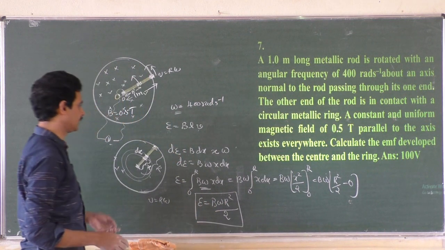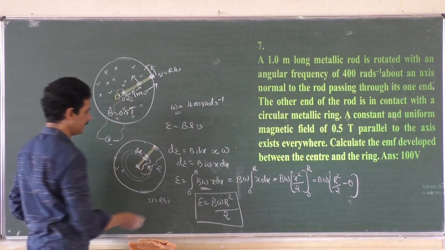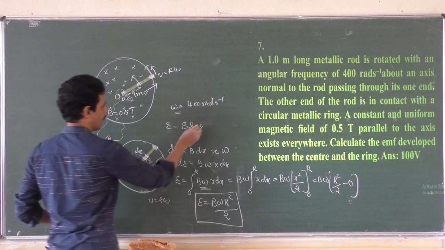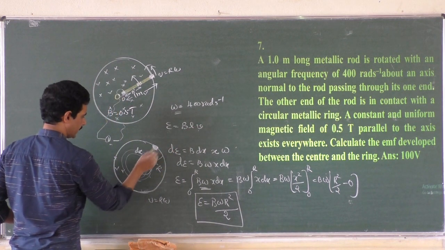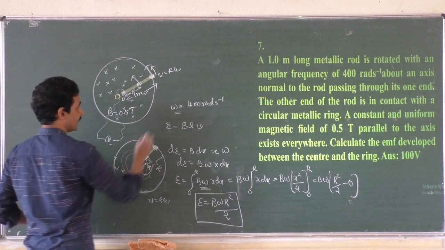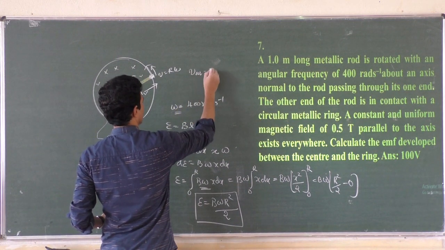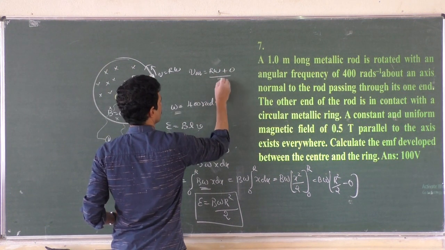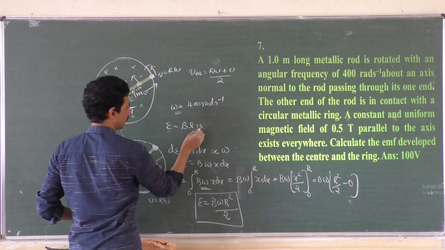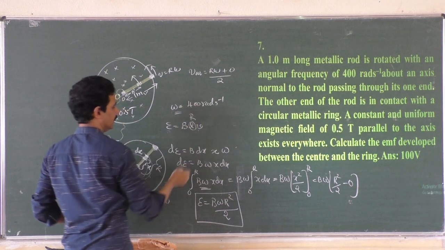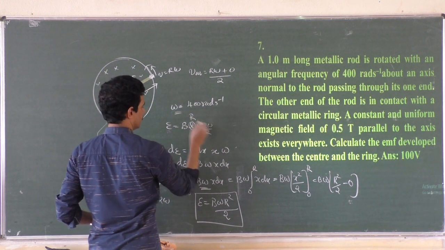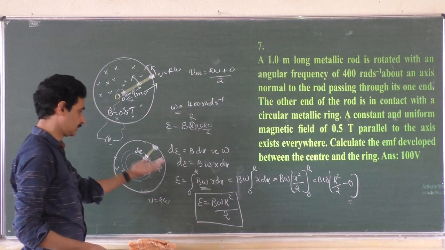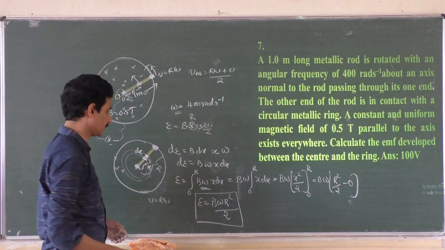You can do it this way also. When you take a piece at the end, its velocity is V equal to R omega, full R omega. What is the velocity of the piece at the center? 0. What is the average velocity? Maximum is R omega, minimum is 0, divided by 2, so R omega by 2. Substitute R omega by 2 here. Length of the rod is also R. So what you will get? B R squared omega by 2. Same thing. But integration is the best method. Whatever be the situation, integration holds good. B R squared omega by 2.